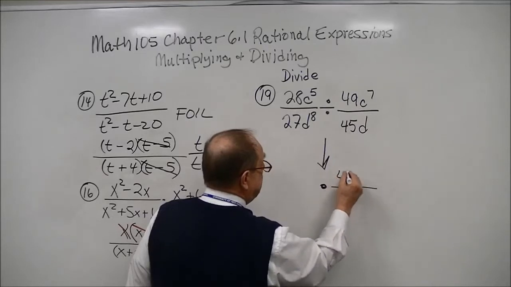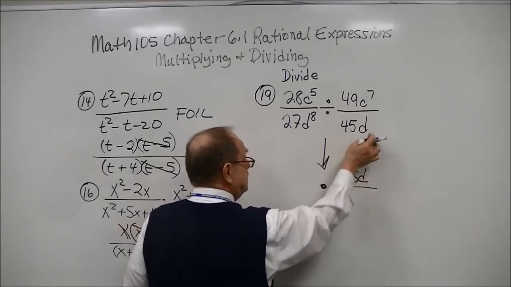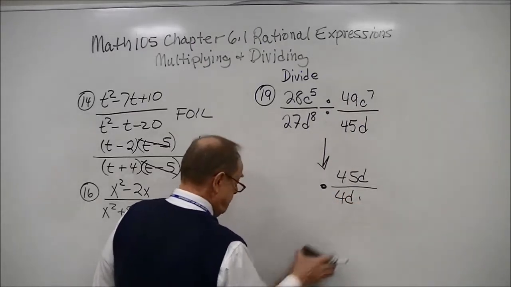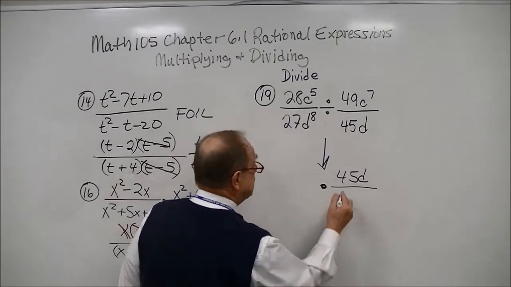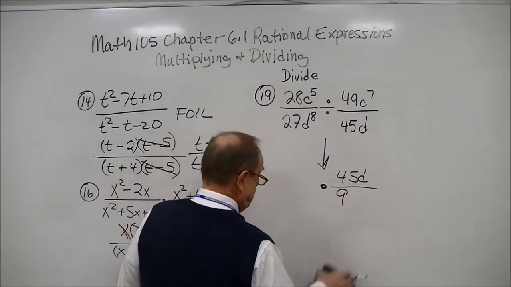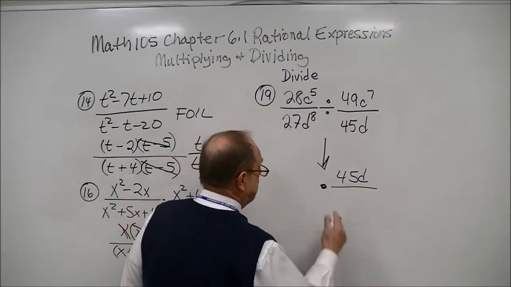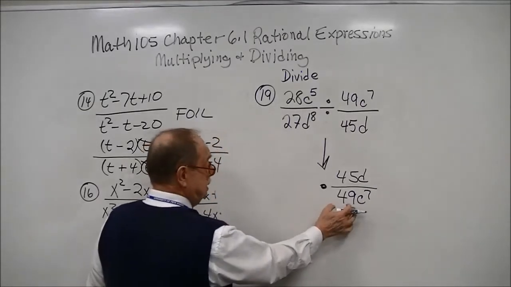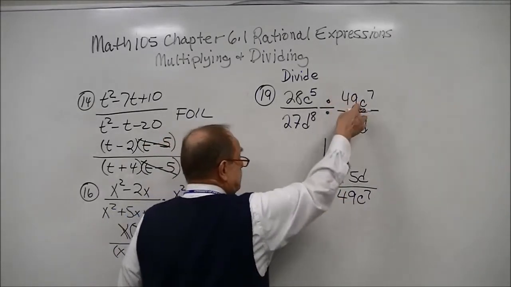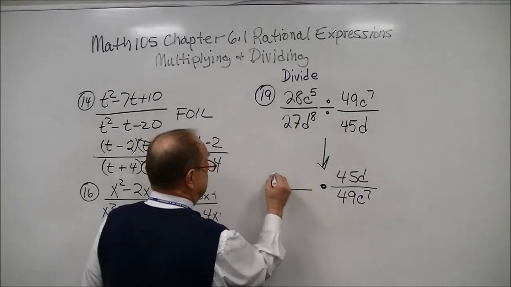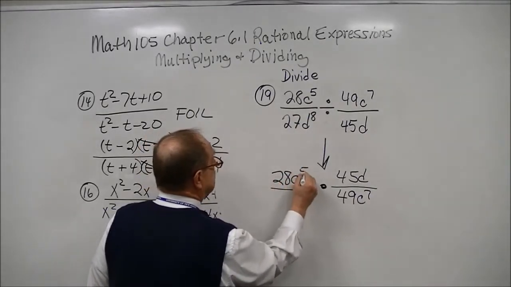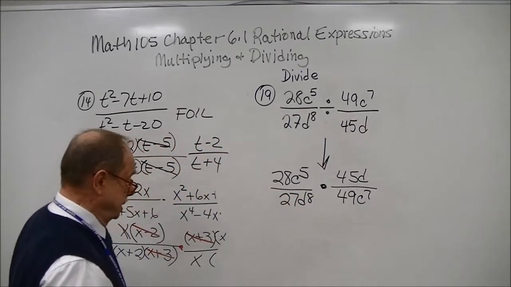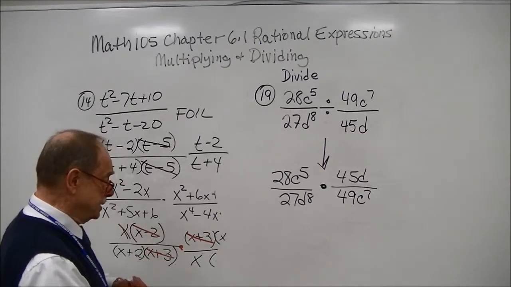So the 45d now goes into the denominator, and the 49c to the 7th goes into the denominator. So we just flipped it. The first term stays the same. And now you can cross cancel wherever you can.